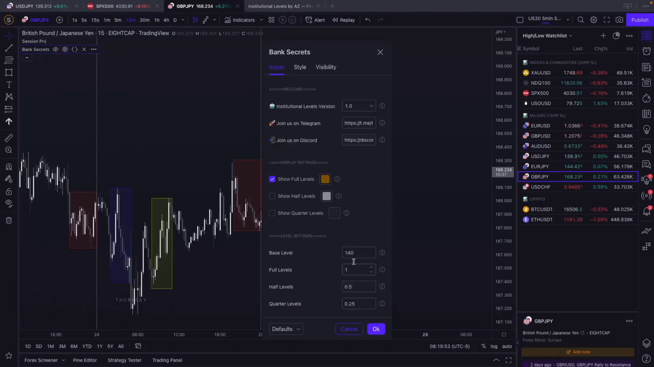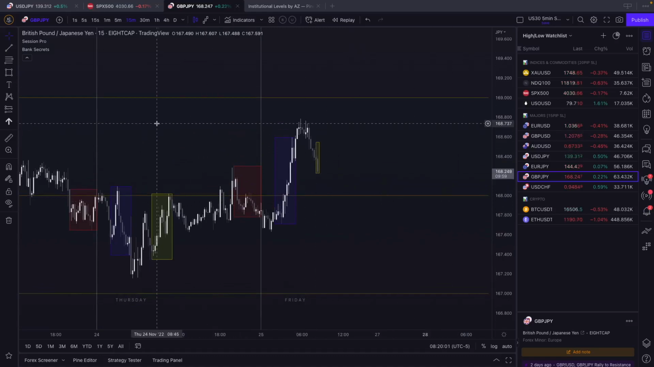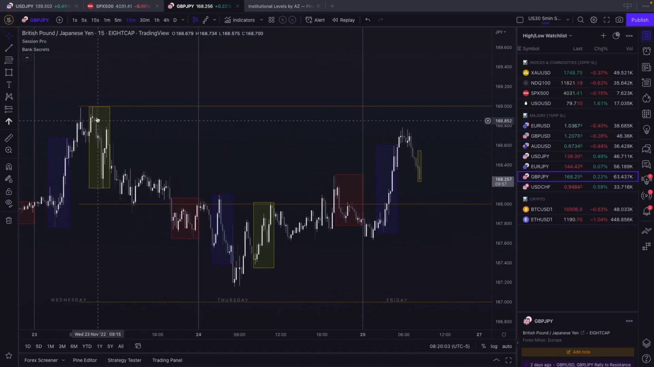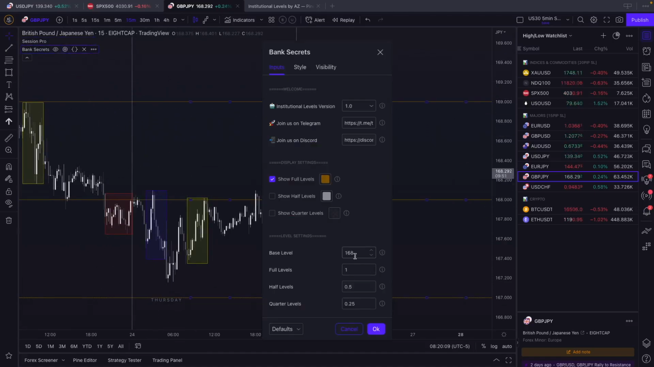We go to our indicator and we type in 168. And now we see our 100 pip boxes again. Very easy. Look, you see how accurate it is? It's shocking. So let's continue. 168 is our base level, and then we go in steps. Our full levels are 100 pips away.